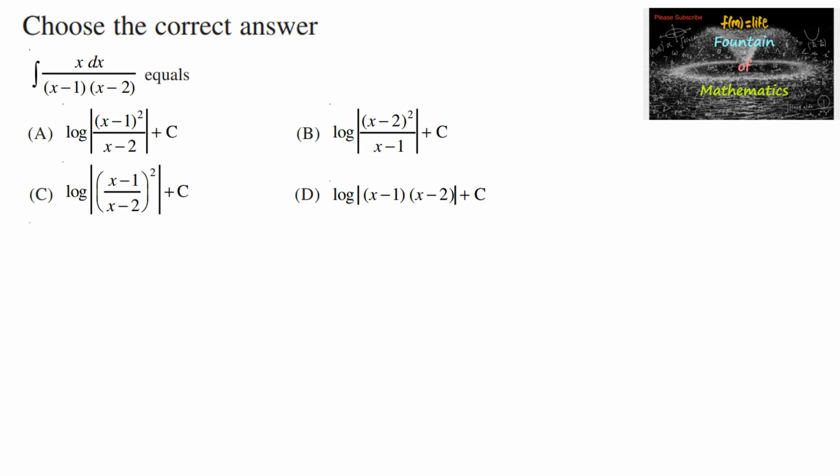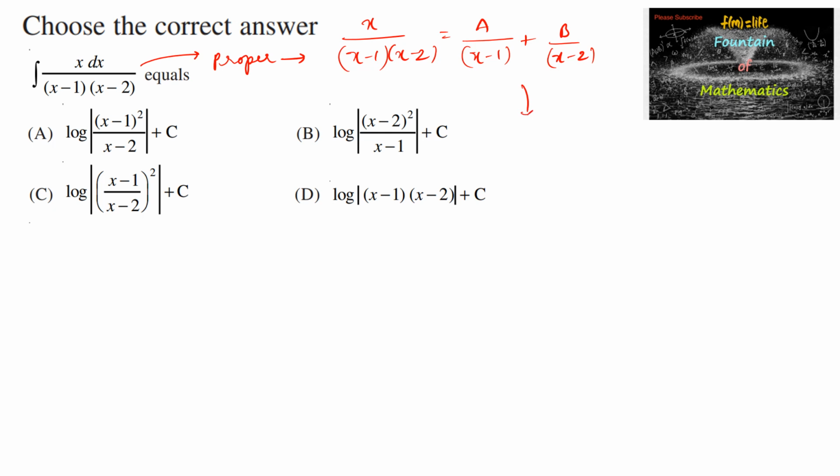Choose the correct answer. Integral x upon (x minus 1)(x minus 2) dx is equal to. Here we can say that the degree of numerator is smaller than the degree of denominator, so it is a proper fraction. So we can resolve into partial fractions. We can write x upon (x minus 1)(x minus 2) is equal to A upon x minus 1 plus B upon x minus 2.